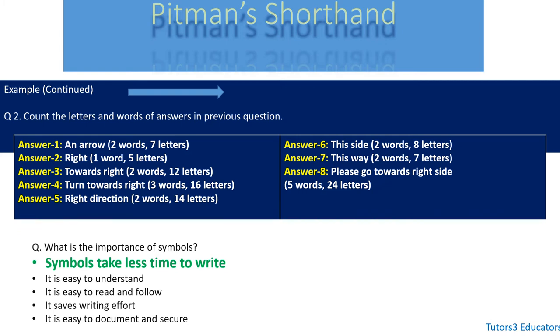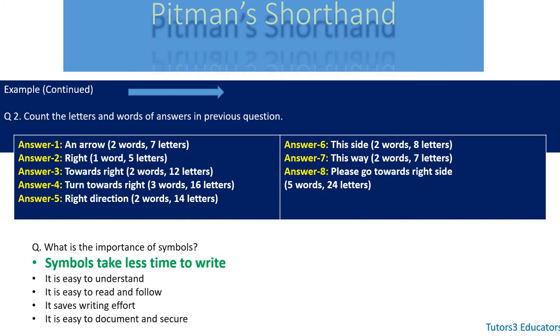Answer 6 may be this side. When you see this arrow, you may say, okay, this side. So 2 words, 8 letters. Answer 7 is this way, 2 words, 7 letters. Answer 8 is please go towards right side. So it has 5 words and 24 letters.